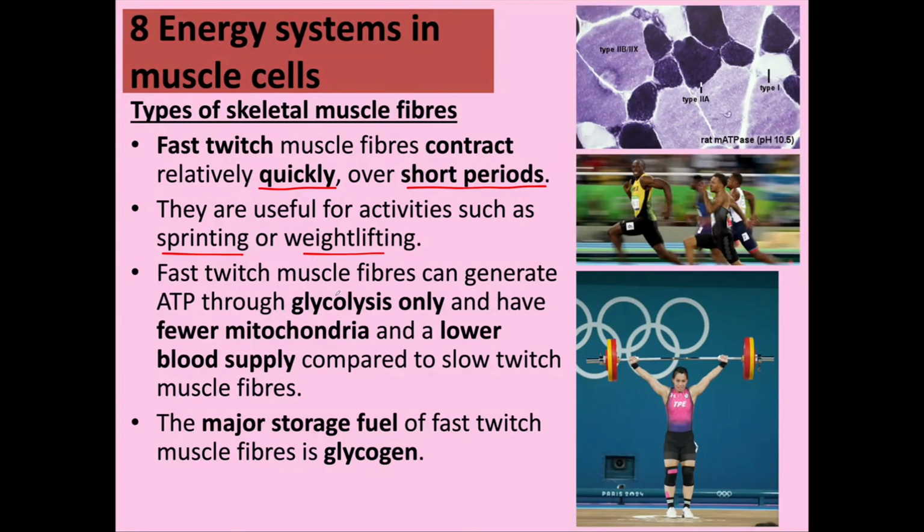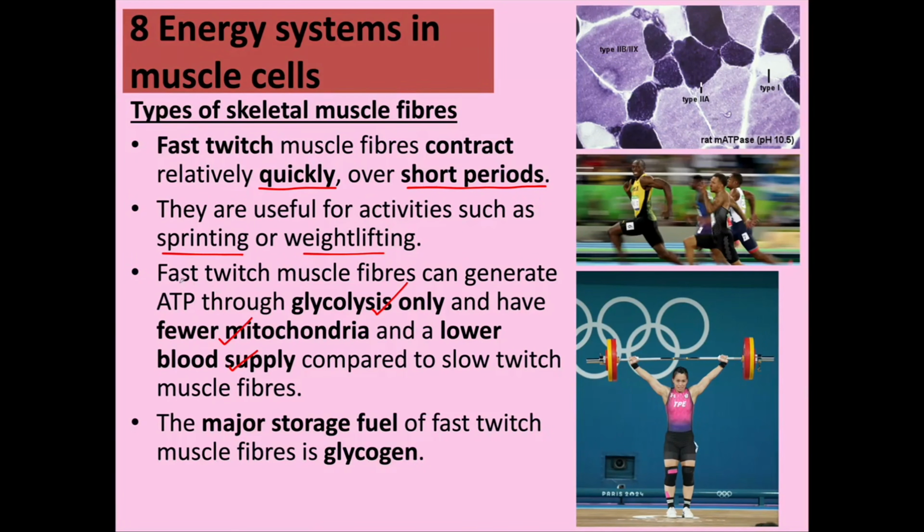And fast twitch muscle fibers can generate ATP through glycolysis only. Now, as we know, glycolysis only produces a small amount of ATP through that process. So therefore, these have to be fast activities. These need to be powerful activities, because we can't sustain them for very long periods of time. So we use glycolysis only to generate the ATP that we need for this. As a result, because we don't have much aerobic respiration happening in these cells, we have fewer mitochondria and a lower blood supply, because we don't need to provide the oxygen for aerobic respiration here. We've got glycolysis only, so no oxygen needed. So the blood supply can be a little bit lower compared to the slow twitch muscle fibers.